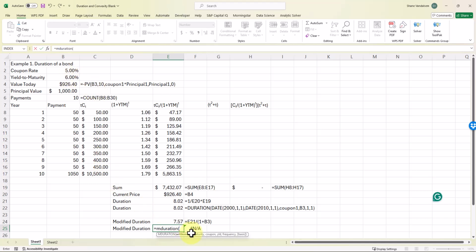And again, we start here with the settlement date. Again, we're going to put in DATE. I'm just going to use the year 2000. Again, you can use any year. We just need to have the right number of years apart for our example here. So I've got my settlement date in. My maturity date would be DATE, and then 10 years later in this example.